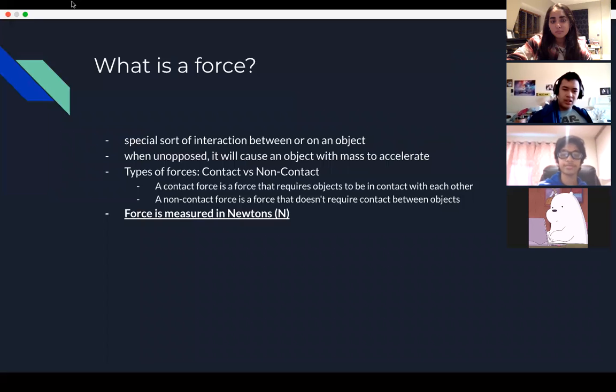Okay, so today we'll be talking about forces, but what is a force, right? A force is a special type of interaction between or on an object. When a force is unopposed, it will cause an object with mass to accelerate. There are two types of forces, those that involve contact and those that don't. So we have contact forces and non-contact forces.